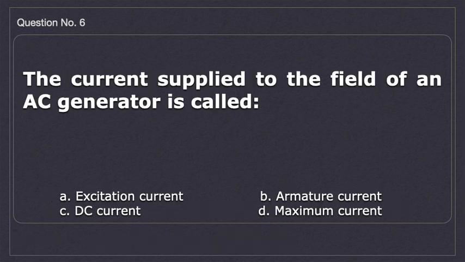Question number 6. The current supplied to the field of an AC generator is called A. Excitation current, B. Armature current, C. DC current, D. Maximum current. Answer, A. Excitation current.